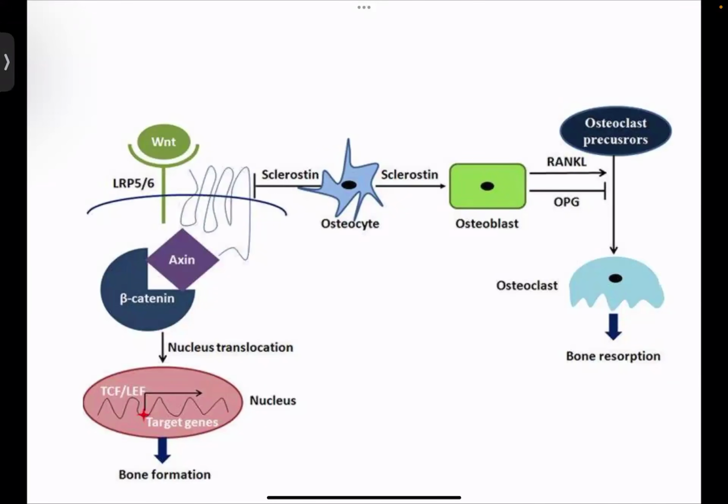Now coming to the molecule sclerostin. Sclerostin is a protein released from the osteocytes, classically only from the osteocytes, and it inhibits the WNT pathway of bone formation. WNT beta-catenin is a molecular pathway which helps in bone formation. That pathway is inhibited by sclerostin, and at the same time, osteoblasts release osteoprotegerin, which I told you earlier in the slides, that prevents bone resorption.